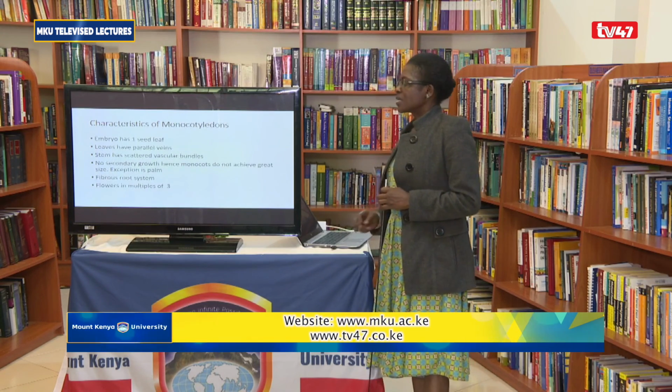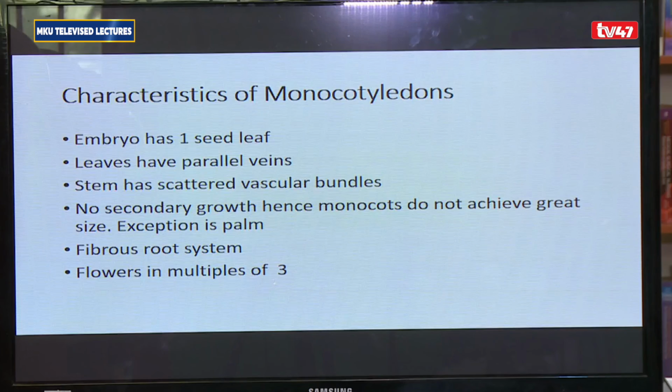For the characteristics of the monocotyledons, one, they tend to have one cotyledon. The leaves have parallel venation. The stem has the vascular bundles scattered. They tend to have a fibrous root system. They do not have secondary growth. And the flowers tend to have petals in multiples of 3.